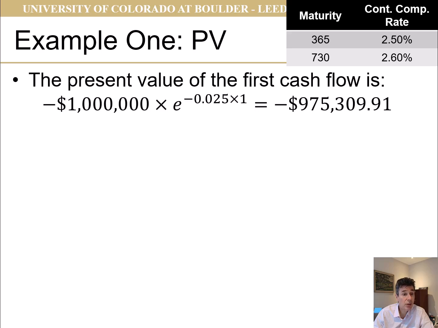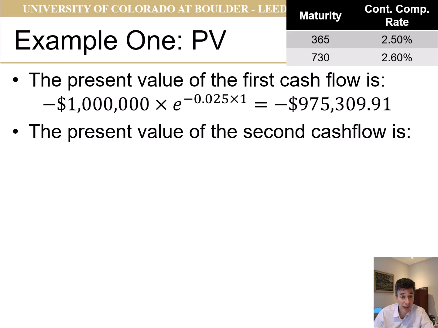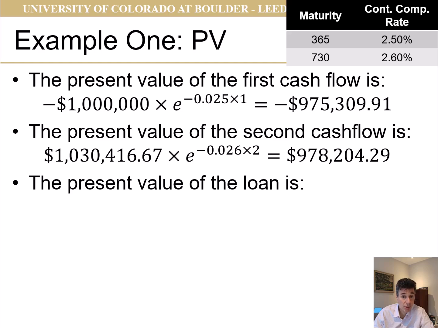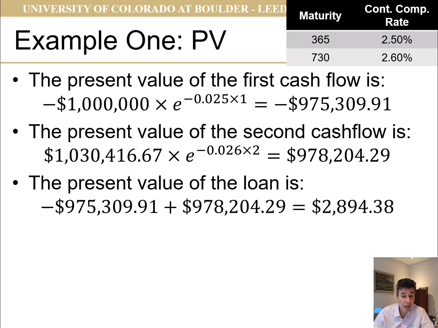We calculate the present value, knowing our interest rates. The first cash flow, negative $1 million times e to the minus 0.025 times 365 over 365, or just 1. So that's negative $975,309.91. Present value of the second cash flow, positive $1,030,416.67 times e to the minus R2 T2. That's $978,204.29. And of course, the present value of the loan is the sum of these two numbers, $2,894.38.